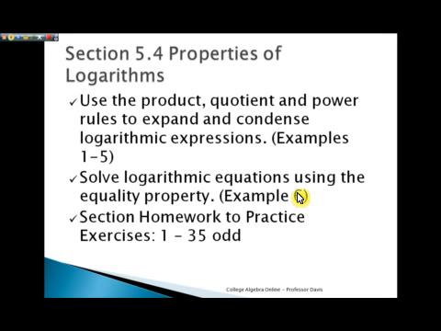So in Section 5.4, we want to try exercises 1 through 35 odd. Those start on page 257 if you have the summary notebook. Ebook page 5.4-18.